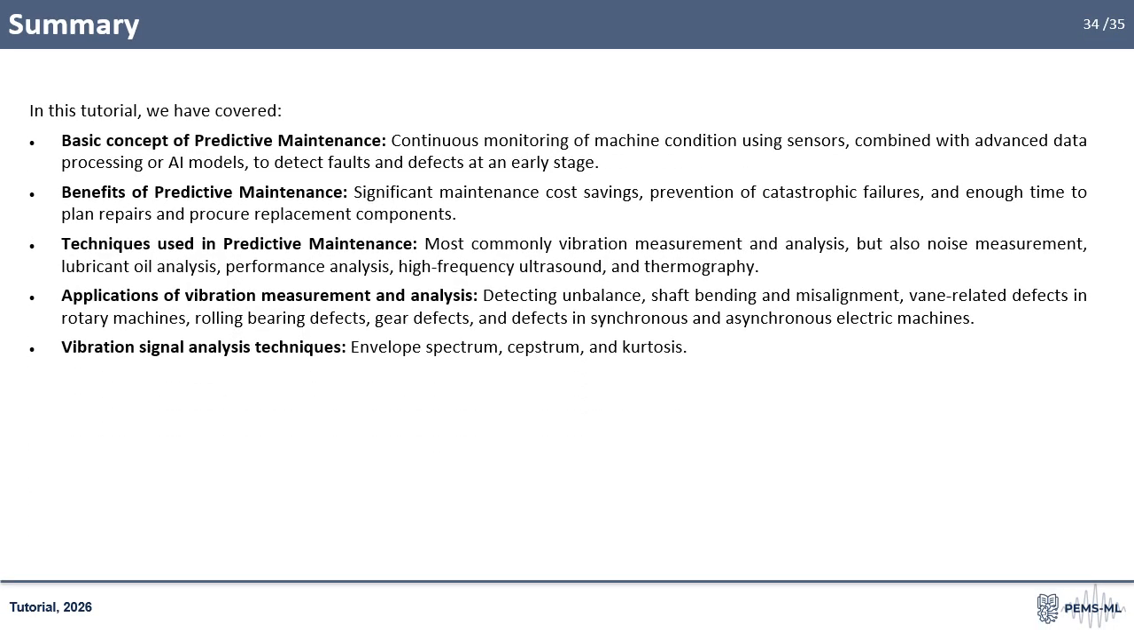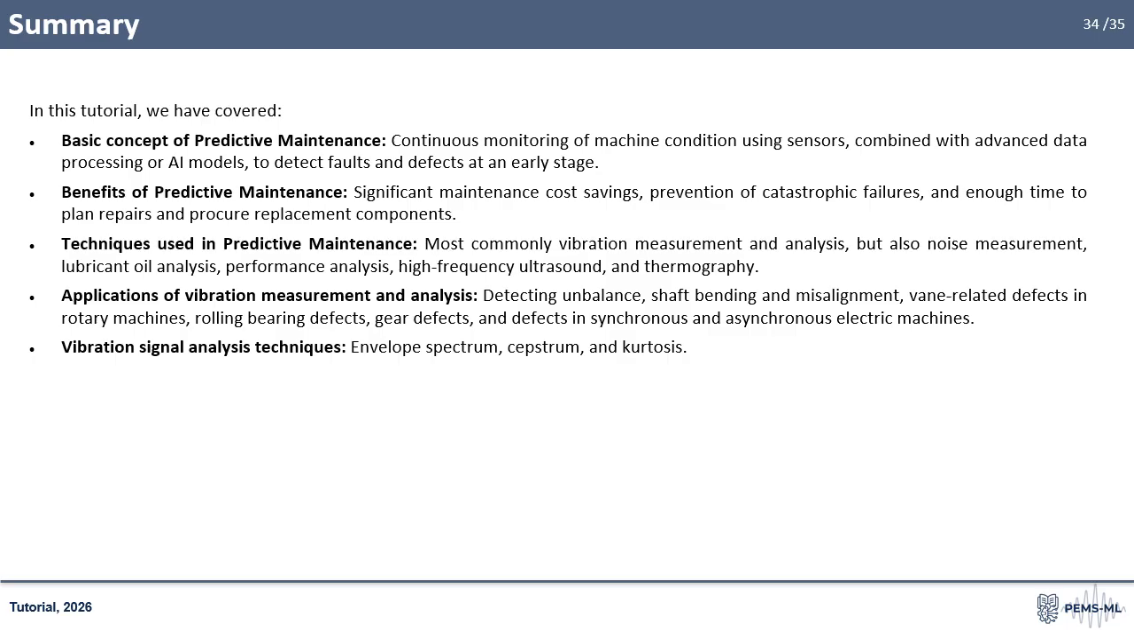In this tutorial, we've covered several important aspects of predictive maintenance. First, the basic concept. Predictive maintenance involves continuously monitoring the condition of machines using sensors. This data is then processed using advanced techniques, or AI models, allowing us to detect faults and defects at an early stage. Next, the benefits. By detecting problems early, predictive maintenance can save significant maintenance costs, prevent catastrophic failures, and give enough time to plan repairs and secure replacement parts.